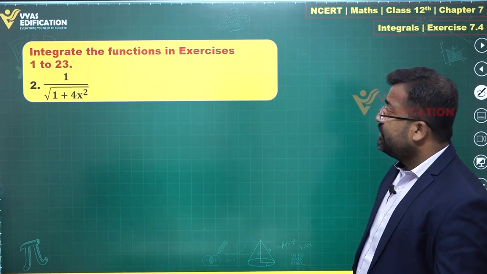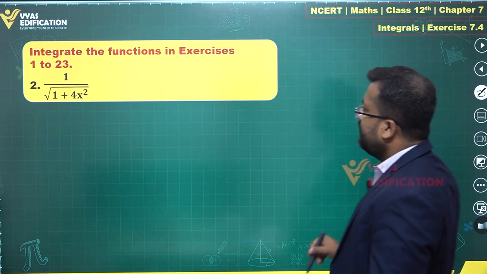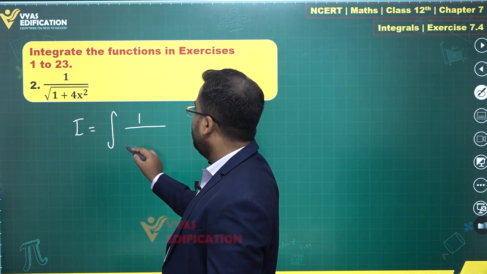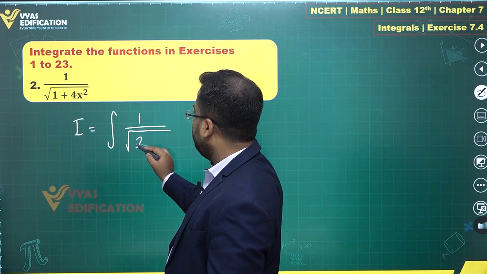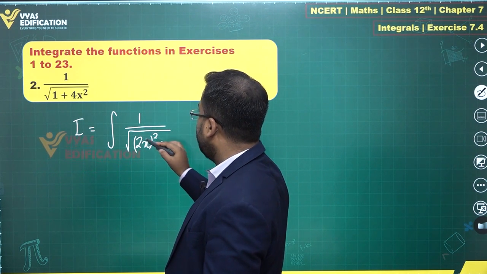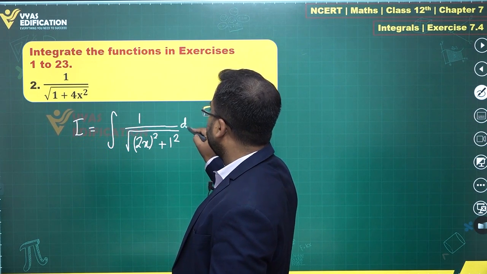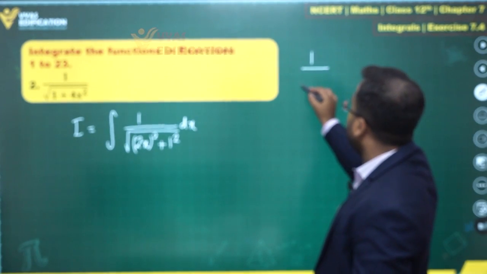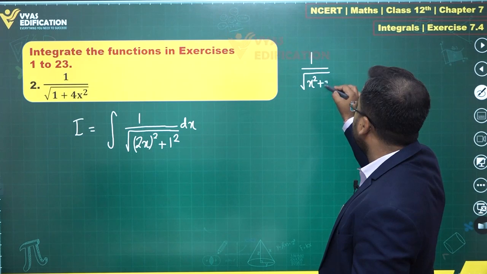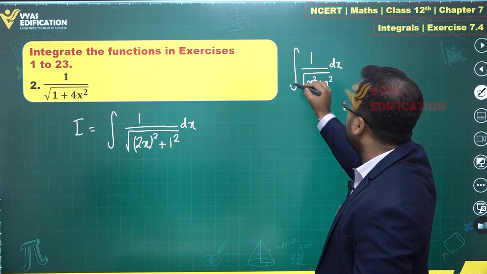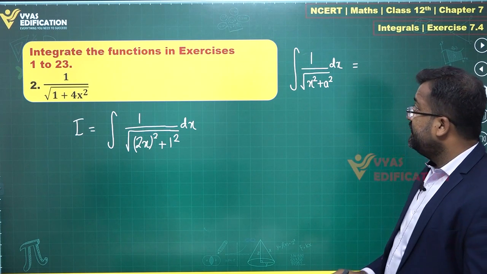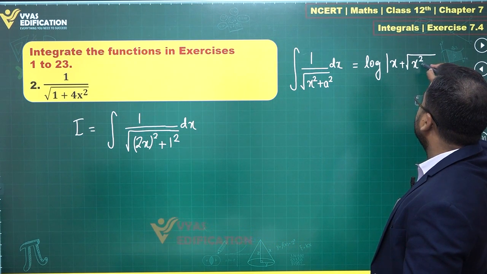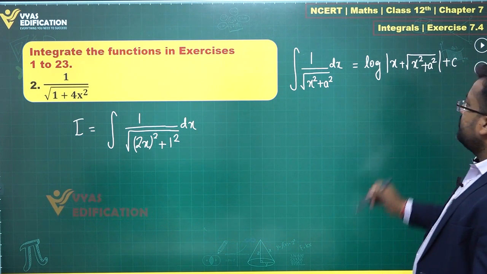The next question, okay, what I observe over here, that this I is equal to integral 1 upon under root of, this is actually 4x square, 2x square plus 1 is 1 square, right? This is the form that I have. Okay, now this is similar to 1 upon root quadratic, right? 1 upon root quadratic, we have x square plus a square dx integral. This is one of the versions, and this is equal to log modulus x plus under root of x square plus a square plus constant.